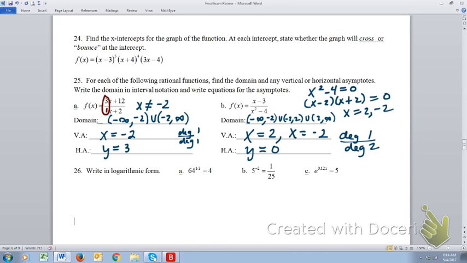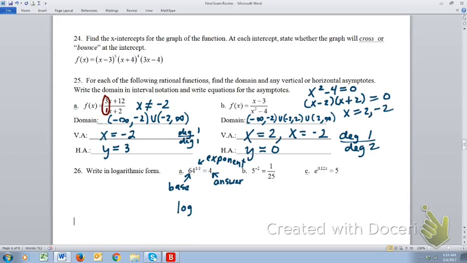Let's move on to 26. So first of all, we need to identify the 3 parts. The base is 64, the exponent is 1/3, and the 4 is what we've been calling the answer. And so we should be able to change to logarithmic form and write the same 3 parts in the right places. Remember, we got to know where our parts are.